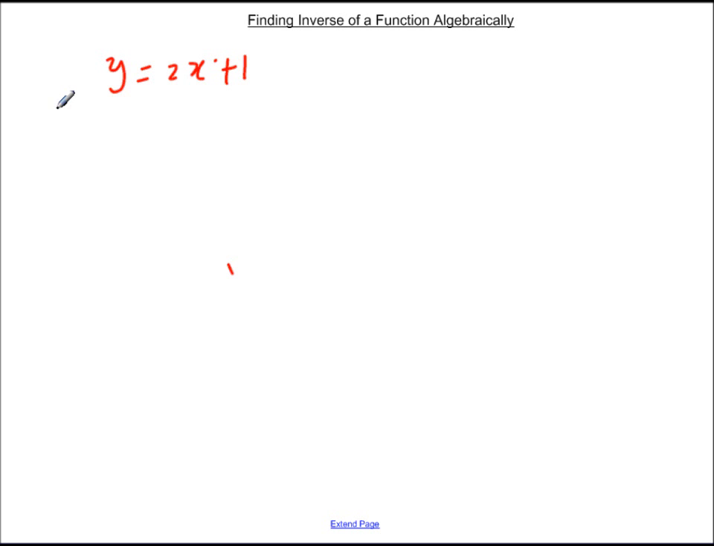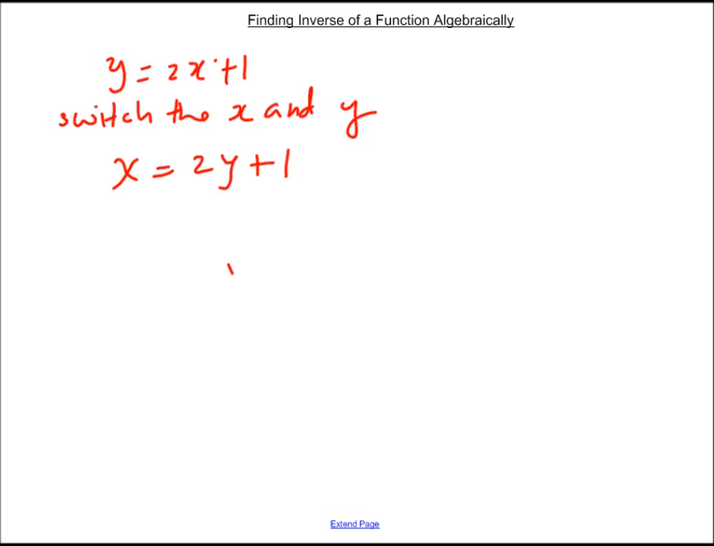So this time, all you have to do is switch the x and y. In place of y, we put an x, and in place of x, we put a y. That's all. And then, once we switch x and y, we have to solve for y. In other words, we're trying to find the value of y by itself. So in order to do that, in this particular context, we are going to subtract 1 from both sides.